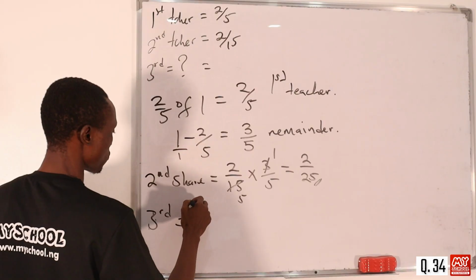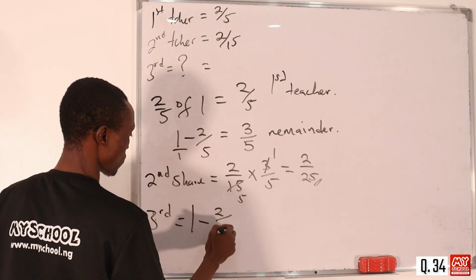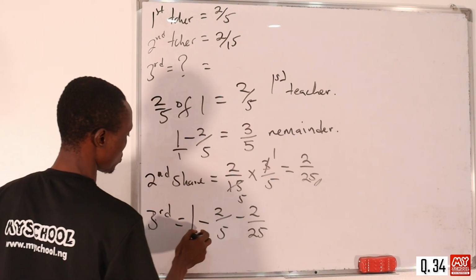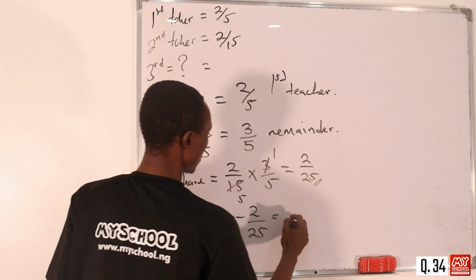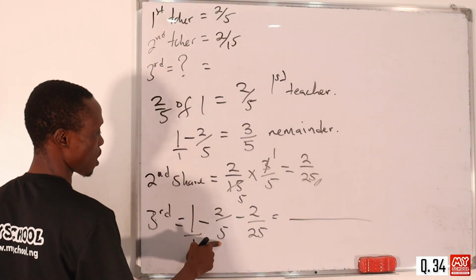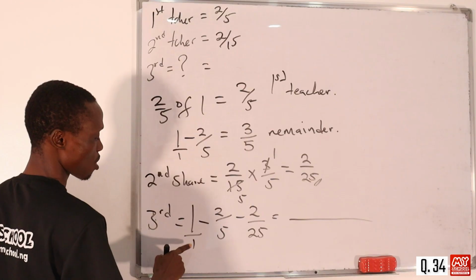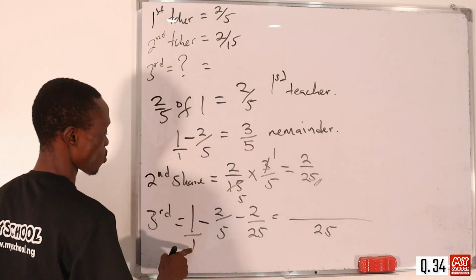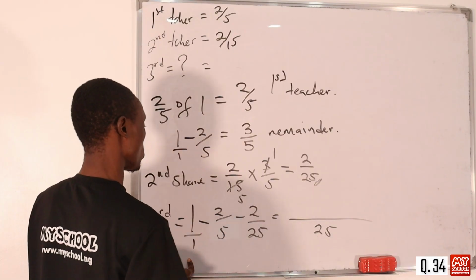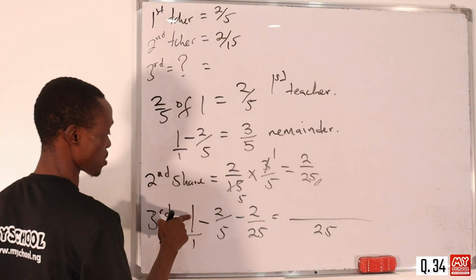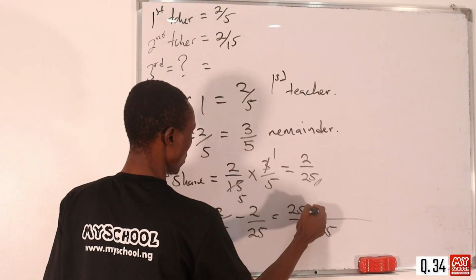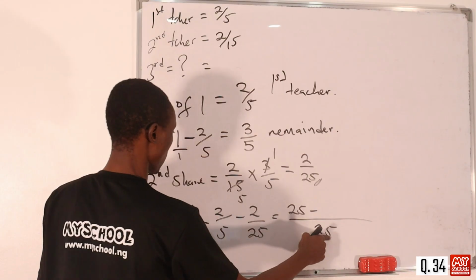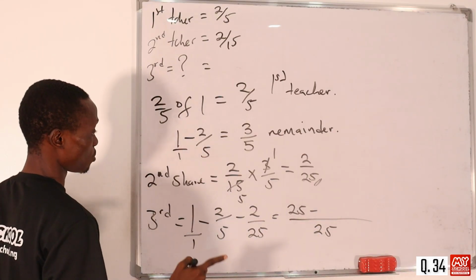So in this case we'll have 1 minus 2/5 minus 2/25. So this is also over 1. Let's look for the LCM of 1, 5, and 25. The LCM of 1, 5, and 25 is 25. So 1 into 25 is going to give us 25, so 25 times 1 is 25, then minus, then 5 into 25 is going to be equals to 5.